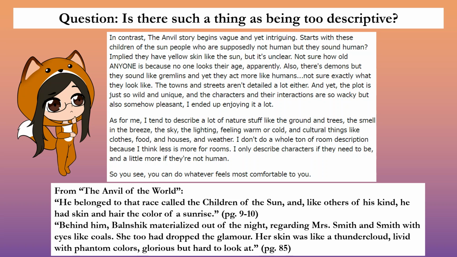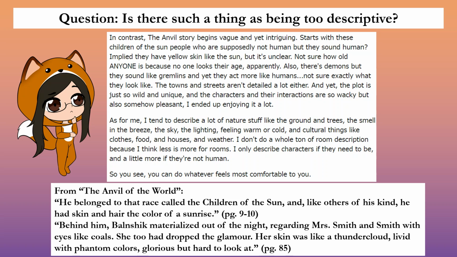Let me read this to you. This is page 9 to 10. "He belonged to that race called the children of the sun, and like others of his kind, he had skin and hair the color of a sunrise." Okay, so this is in the very beginning, right? This is in the very beginning.